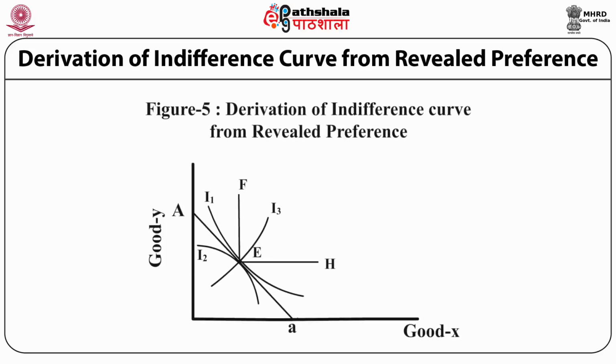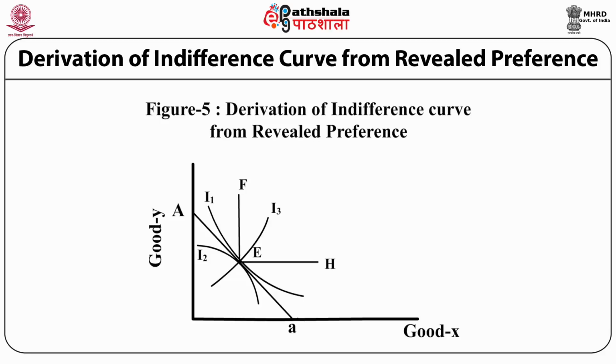Now look at figure 5. Figure 5 deals with derivation of the indifference curve from revealed preference, and we have mentioned before that revealed preference theory does not assume the convexity of the indifference curve but establishes the convex nature. That is the beauty of revealed preference, and that is the difference of revealed preference compared to the indifference curve approach: it gives us the reason why the indifference curve has this convex nature.